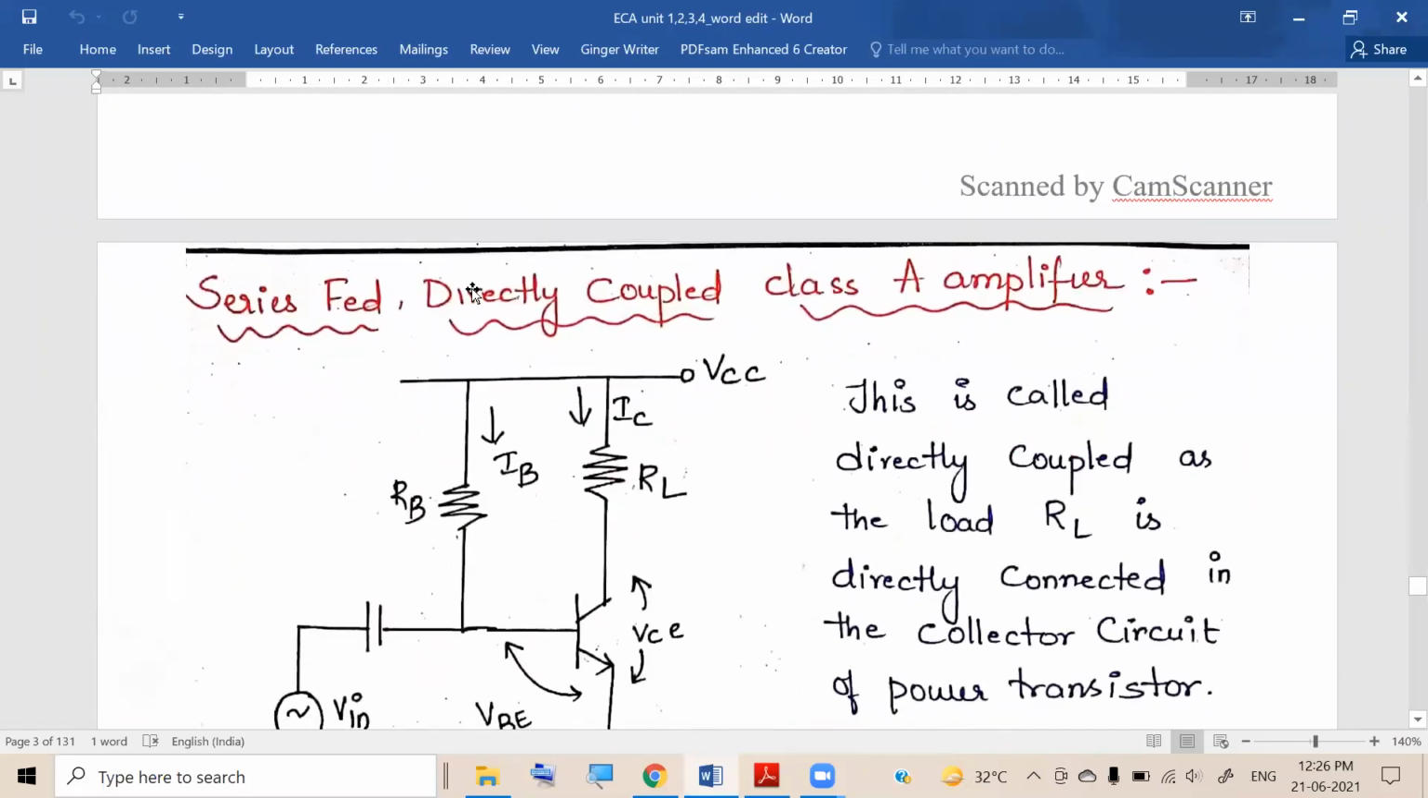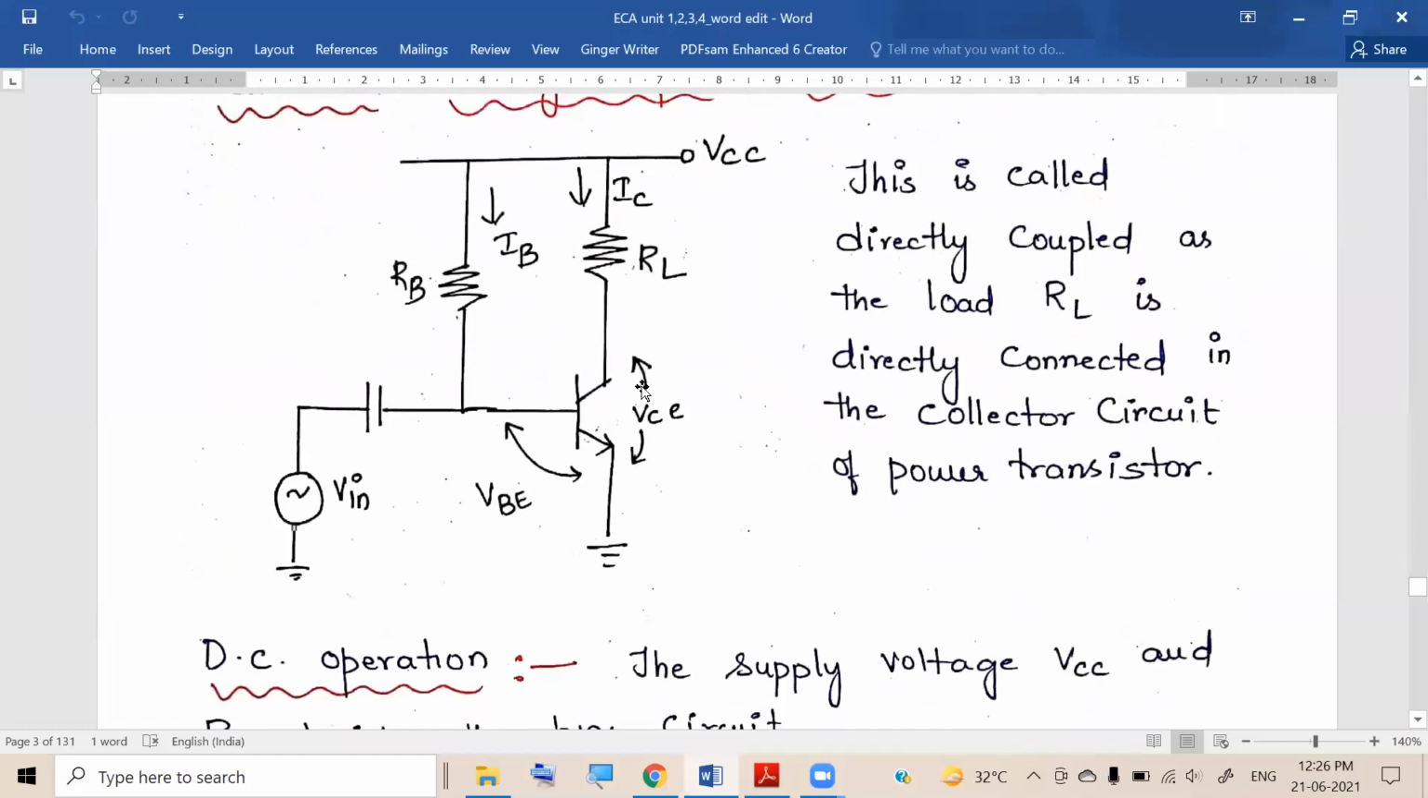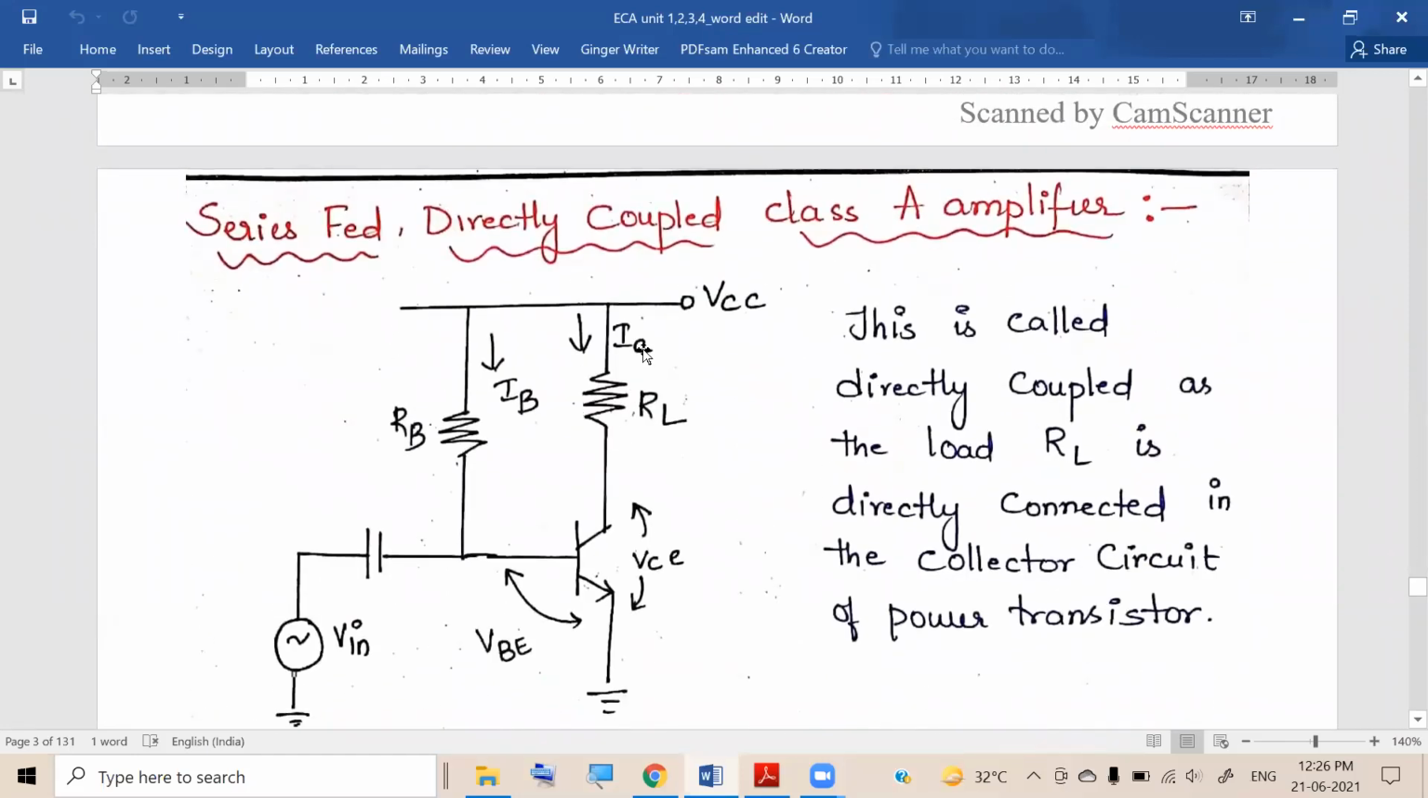Then we started discussing the series FET direct coupled class A amplifier. It is direct coupled because the load is directly connected in the amplifier circuit. Next we will consider another case. The load will not be directly connected. It will be connected via a transformer. That circuit we will call the transformer coupled class A amplifier.